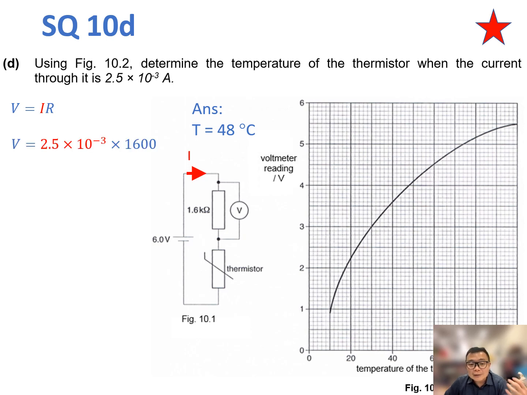We know the resistance to be 1600 ohm. Therefore, Ohm's law can be applied, and we can find the voltage across the resistor to be 4 volts. Once we get this value, we can simply just read off the graph. For the voltmeter reading of 4 volts, the temperature of the thermistor is 48 degrees Celsius.